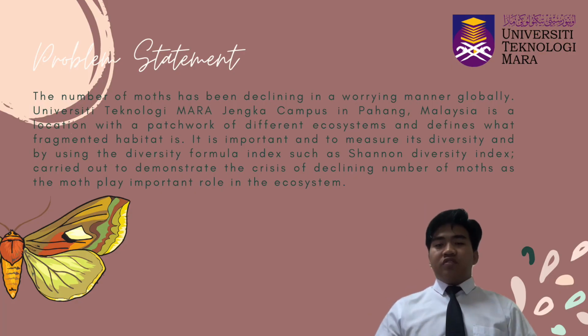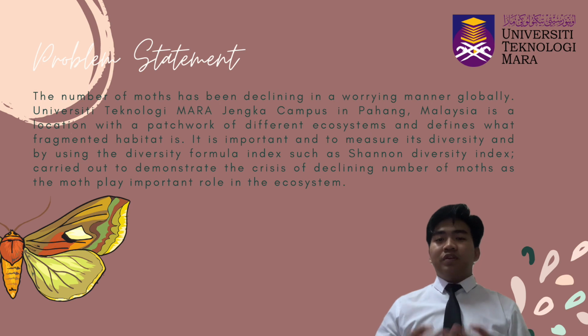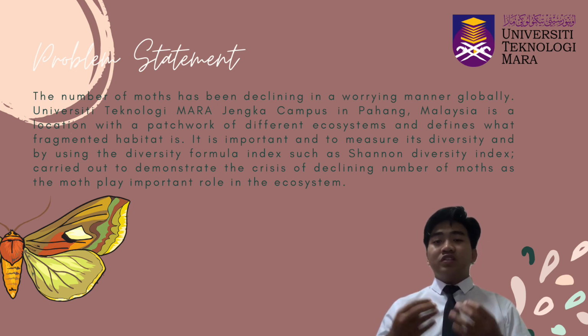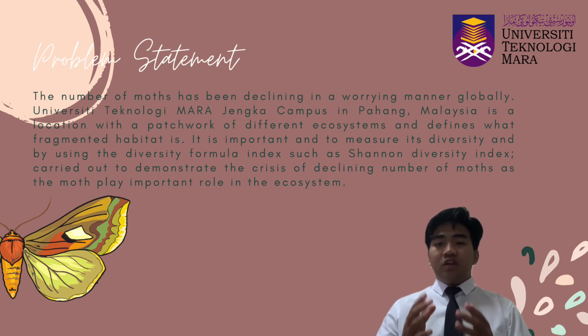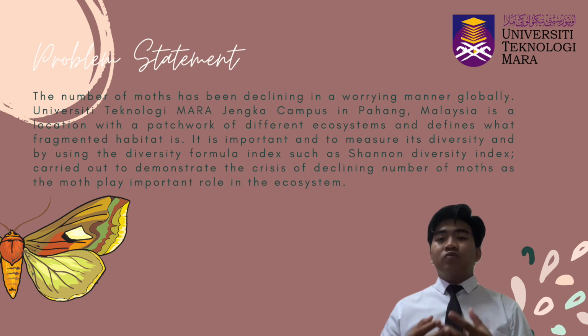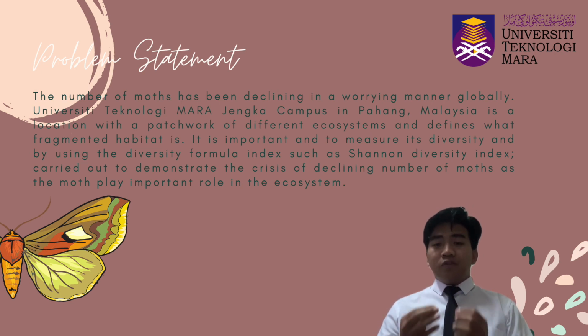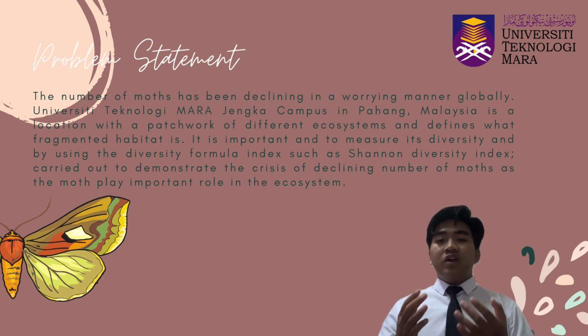Okay, the problem statement of the study is that the number of moths has been declining in a worrying manner globally. Such as in the UK, about 38% has been declining since 1968, while in Scotland, 46% in recent years. By using, for example, Universiti Teknologi campus in Pahang, Malaysia, a location with a patchwork of different ecosystems and different habitats, it is important to measure its diversity using diversity indices such as the Shannon Diversity Index and Simpson Diversity Index, to demonstrate the characteristics of the declining number of moths, as moths play an important role in the ecosystem.